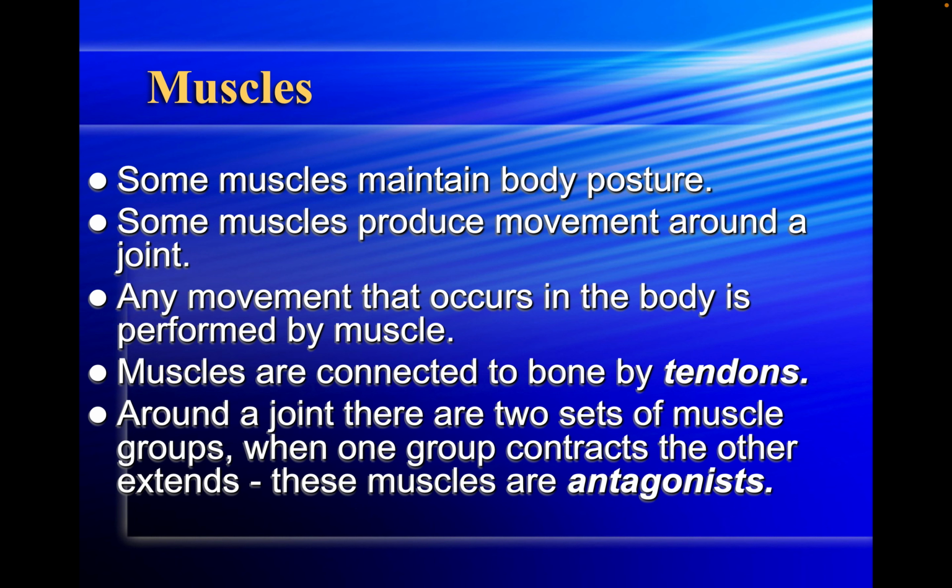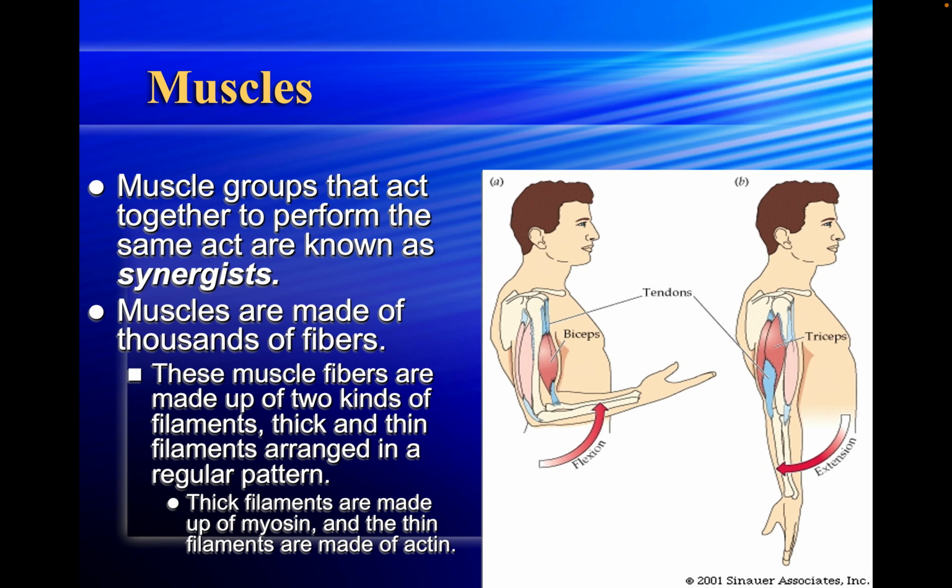These muscles are antagonists, just like your bicep and your tricep. You can't make both muscles contract at the same time. Otherwise, you'll pull some muscle. So if you are making your tricep muscle, that means your bicep is completely relaxed, and if you're making a bicep muscle, it means your tricep is relaxed. They are antagonists. Muscle groups that act together to perform the same act are known as synergists.